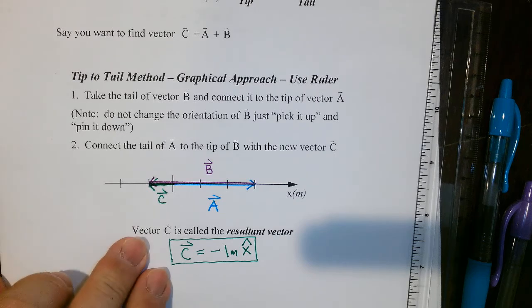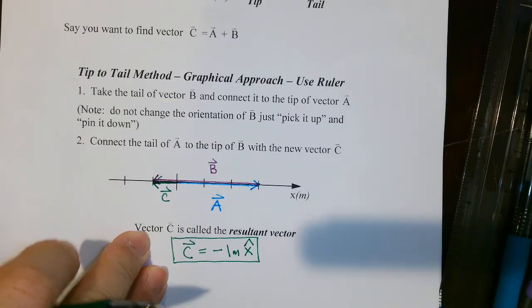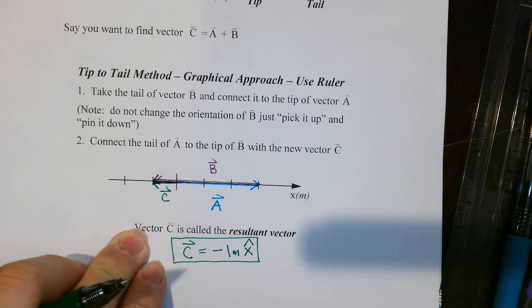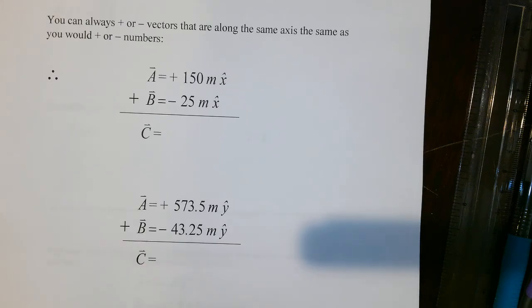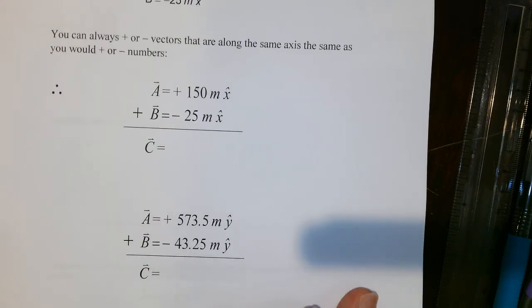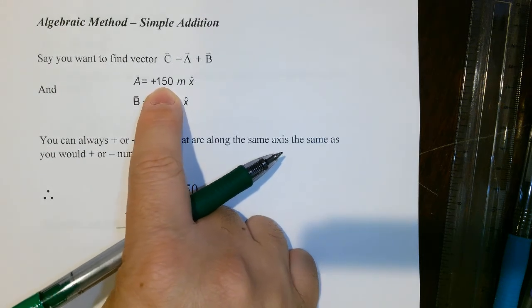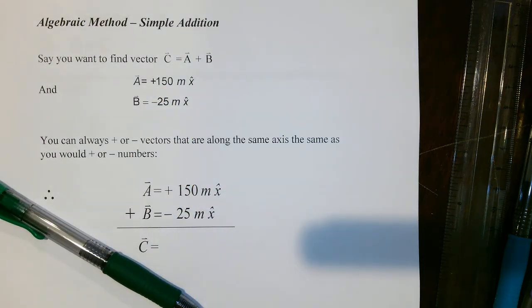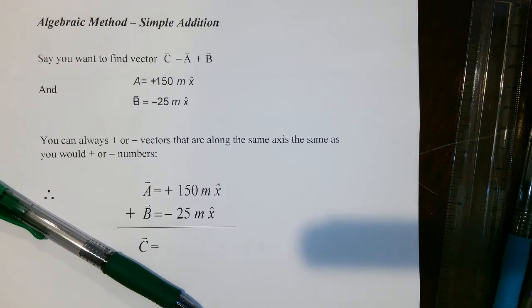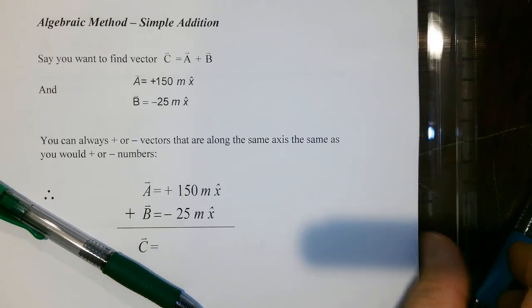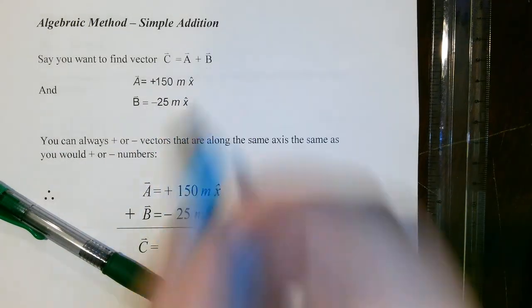Well, let's say these vectors are so big, like instead of these 3 meters and 4 meters, let's say they're like 150 meters and 25 meters and so on. I'm not going to be drawing all this out on huge graph paper, so we could actually add these vectors numerically. Let's say my vector A happens to be 150 meters x hat.